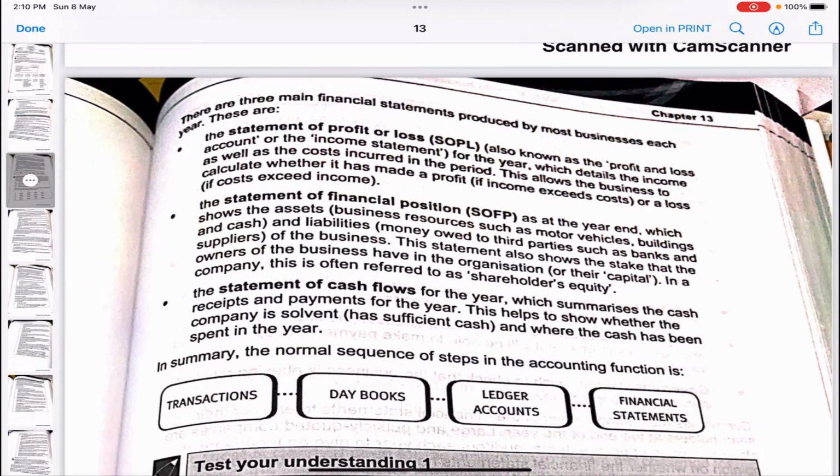These are the main financial statements produced by most businesses each year.